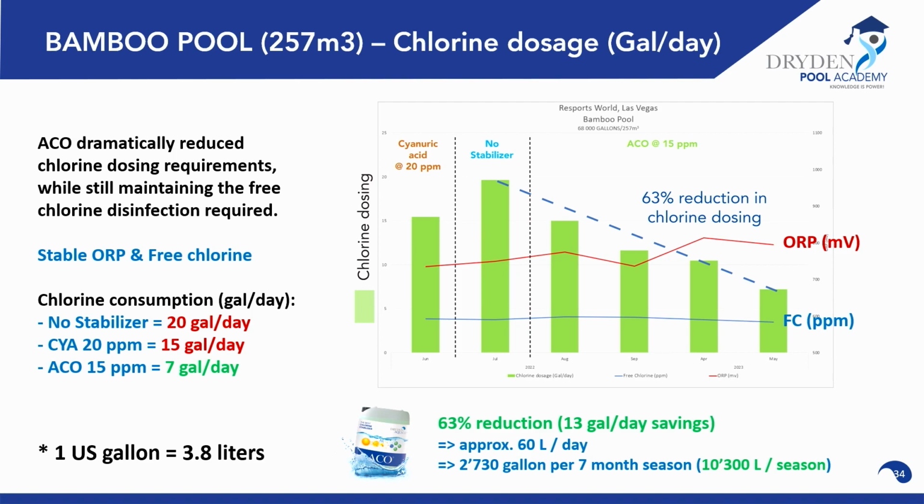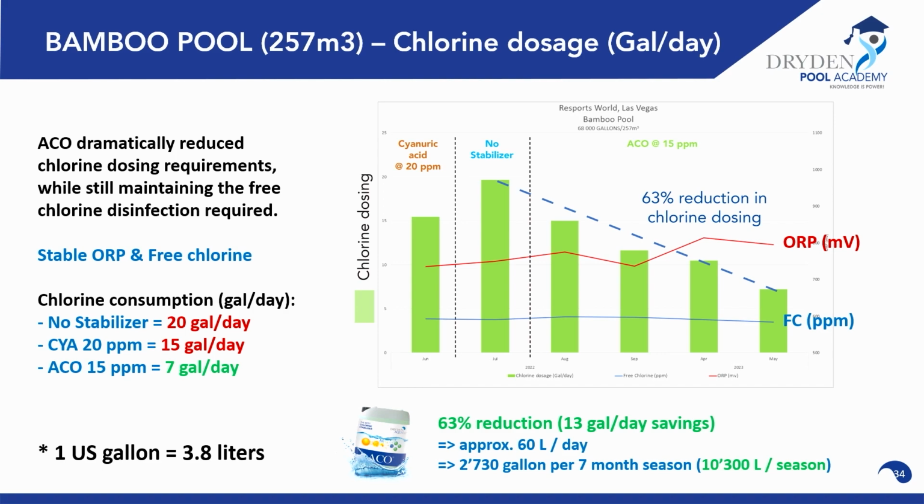We start with the bamboo pool, 257 cubic meters. You see here in this graph the chlorine consumption in gallons per day. With cyanuric acid at 20 ppm, they had a consumption of 15 gallons per day. They stopped the cyanuric acid and worked with no stabilizer at all, and this consumption went up to 20 gallons per day in July.